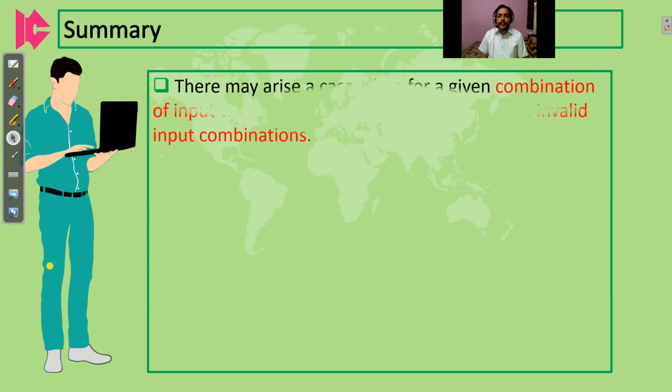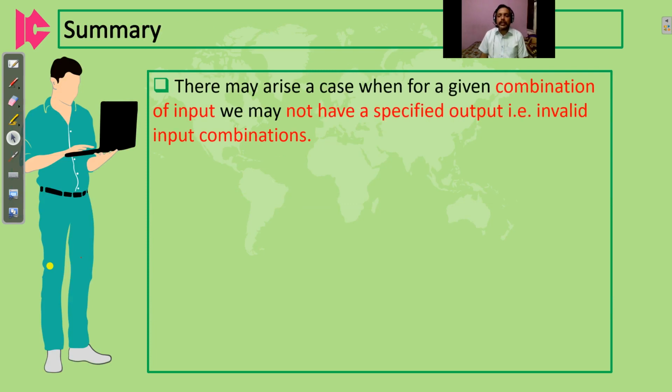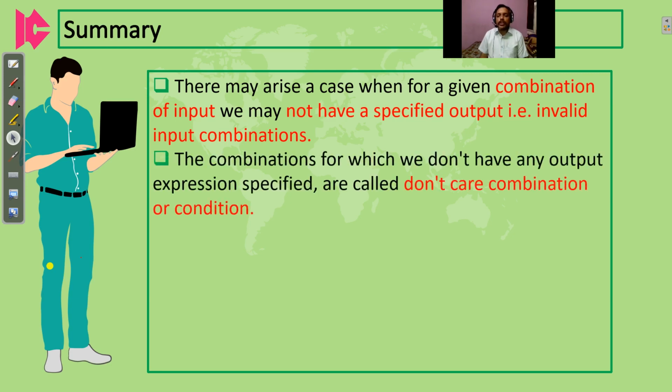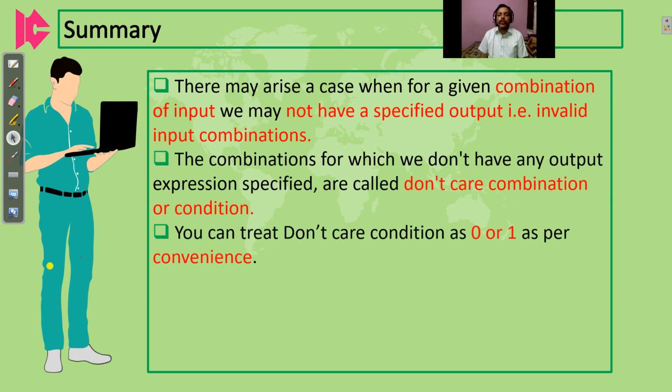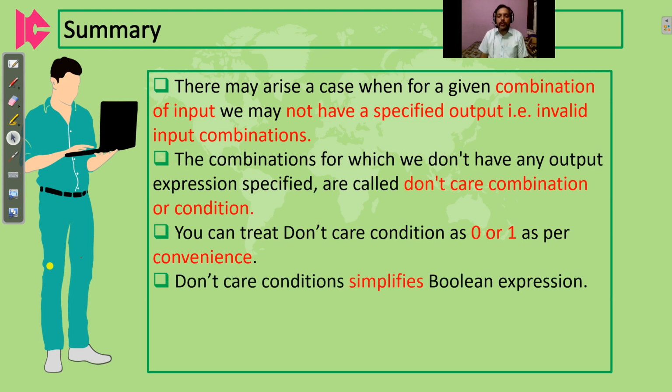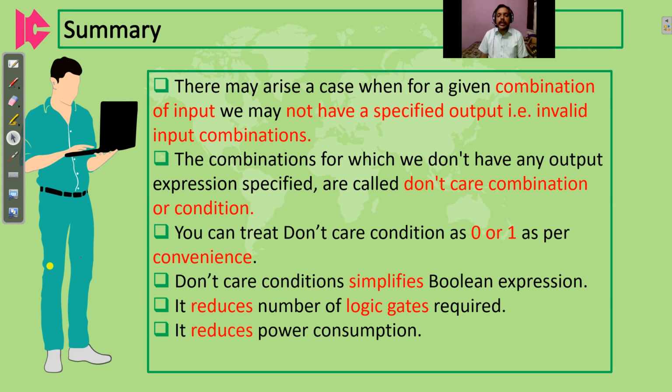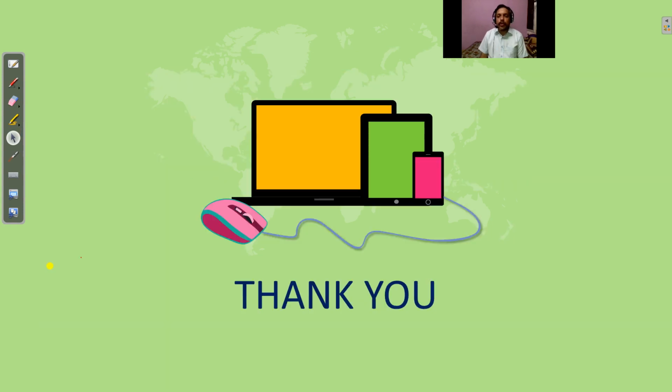Let us summarize. These cases arise when, for the given combination of the input, we don't have a specified output, that is, invalid input combinations. The combinations for which we don't have any output expression are called don't care combinations. You can treat a don't care condition as a 0 or 1 as per convenience. Don't care condition simplifies the Boolean expression. It reduces the number of logic gates required. It reduces the power consumption, and especially it is useful in code conversion.